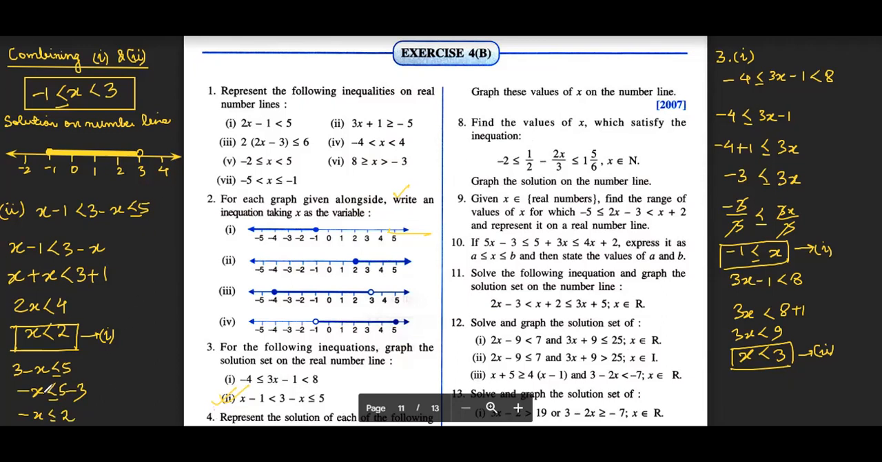Right? अब मैं क्या करूंगा? I'll multiply both the sides with minus 1. Why am I doing this? Because I don't want minus sign with x. So I want a plus sign with x. So I'll multiply minus 1 on both sides.